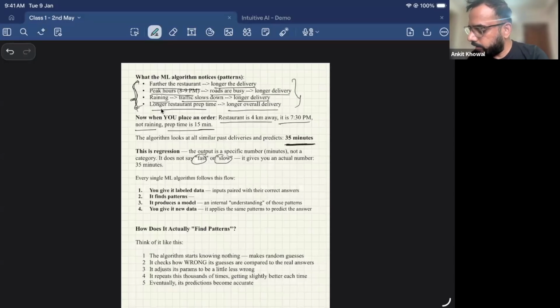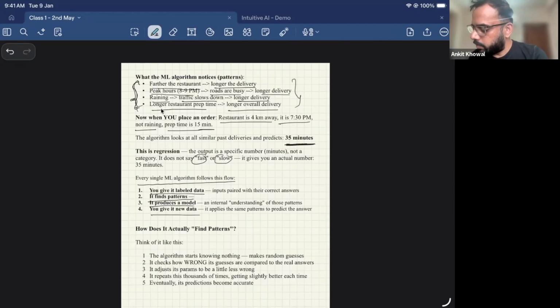Now, like I said, we can see the pattern. Every single ML algorithm follows this, right? You give it labeled data, it finds patterns, it produces a model with some facts or whatever it learns, and then you give it new data and it will apply whatever it learned to predict the answer for you.